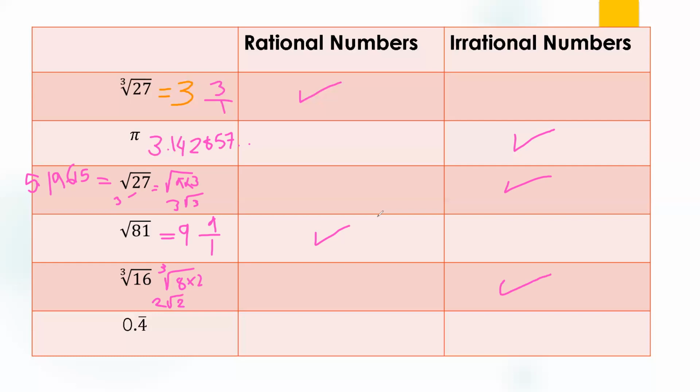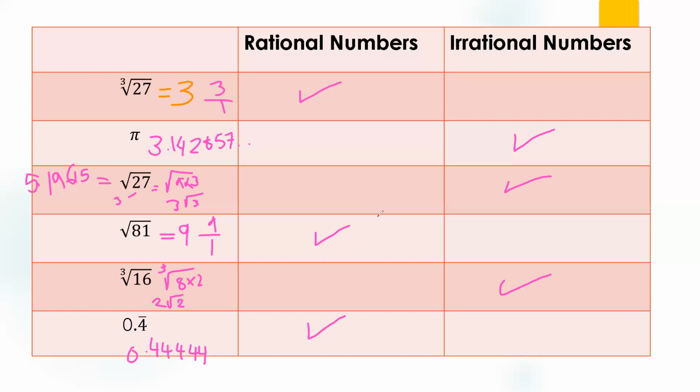And look at the last one here: 0.4 where the 4 is repeated. So here we have a decimal number, but it's not terminating, sorry, but it's repeated. So it's going to be a rational number. Now, this is an example of how we can classify rational and irrational numbers.